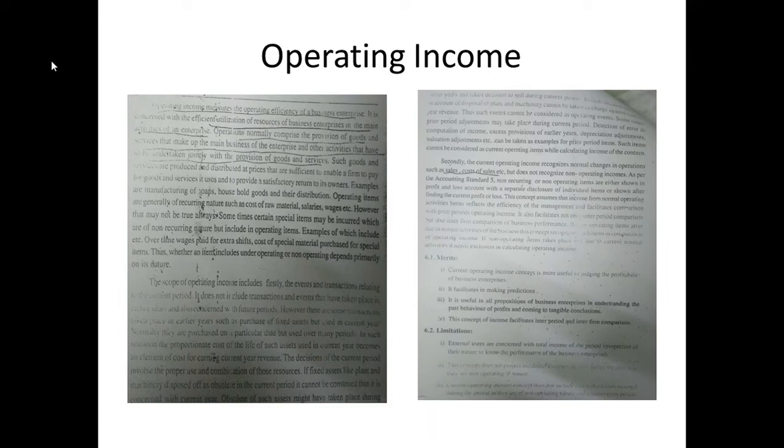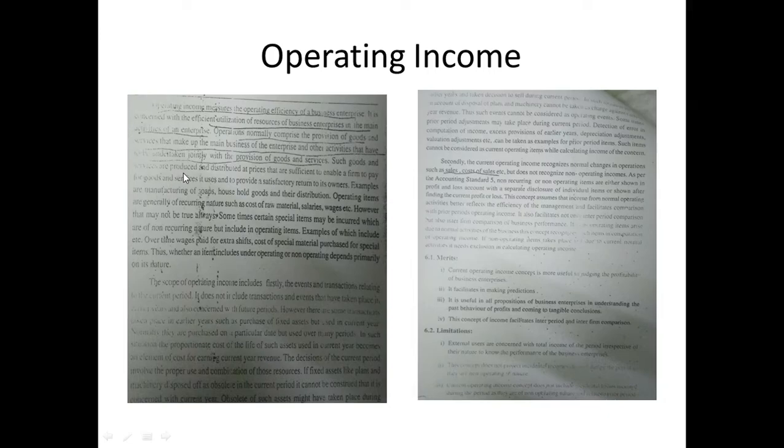The next income which we have is operating income. What exactly is operating income? Operating income measures the operating efficiency of a business enterprise. It is concerned with efficient utilization of resources of a business enterprise in whatever the main activities are. Operations normally comprise the provision of goods and services that make up the main business of the enterprise and other activities that have been undertaken jointly with the provision of goods.